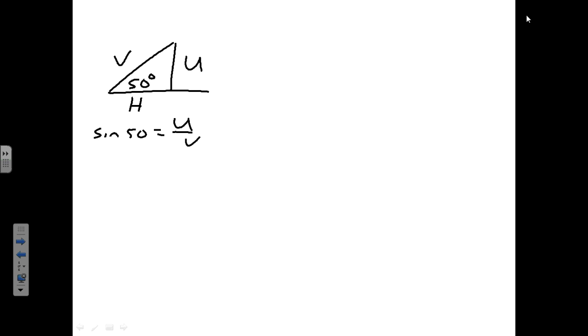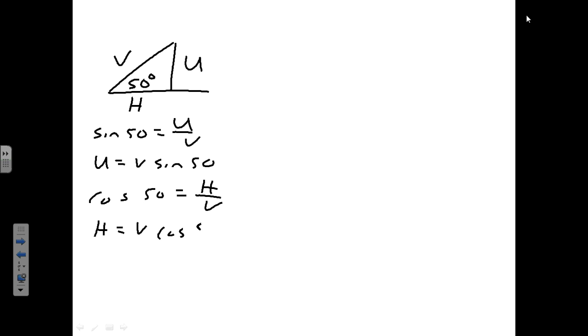First of all, we're going to draw out our vector. We're looking for this velocity. We know the angle here is 50 degrees. So just like always in a projectile problem, we're going to draw down a vertical, up, and horizontal, and let's solve for those components. So I'll say the sine of 50 equals u over v, which means u equals v sine 50. And let's say the cosine of 50 equals h over v, which means h equals v cosine 50.